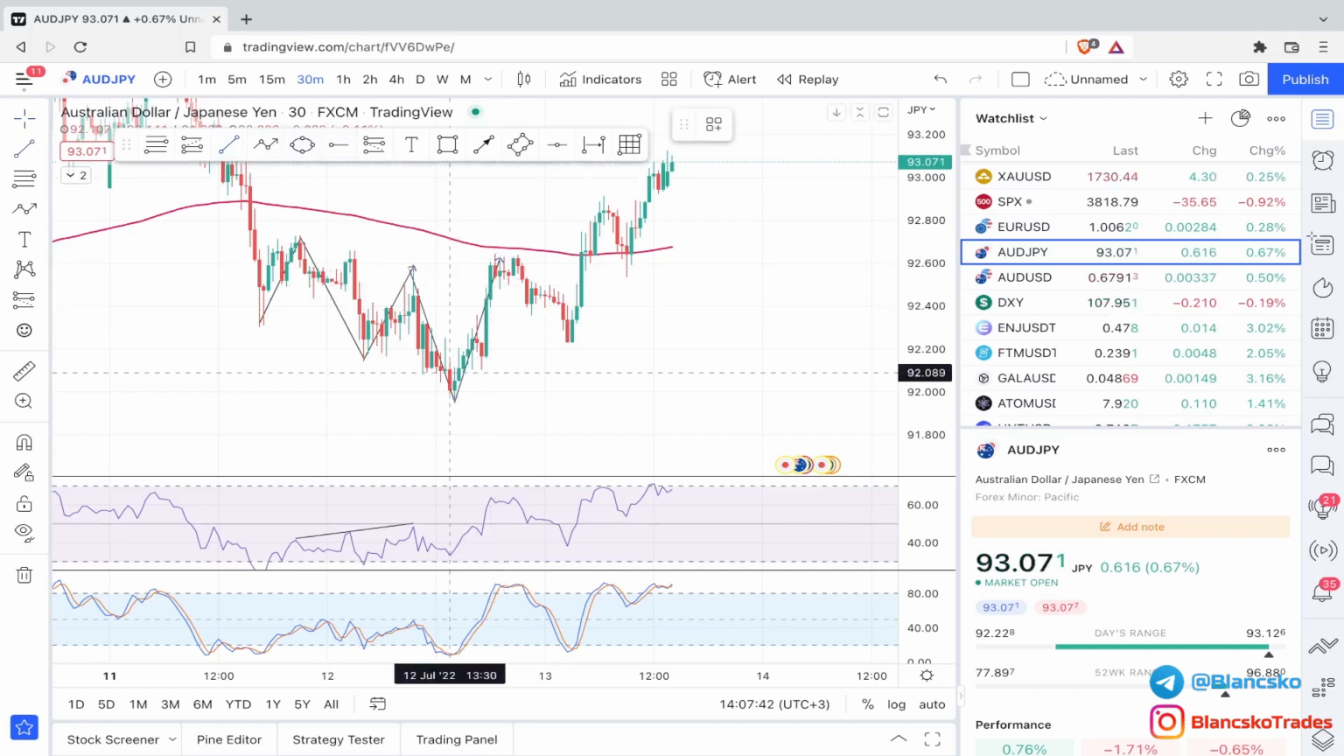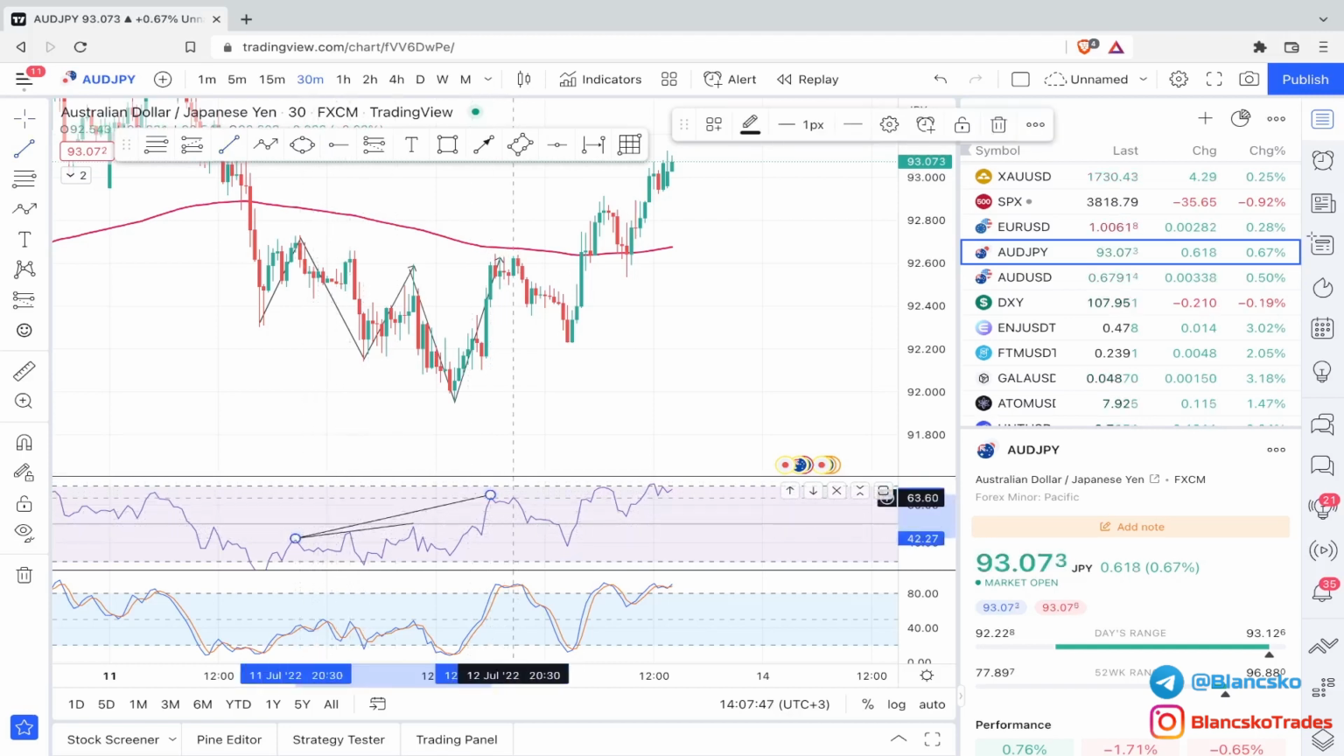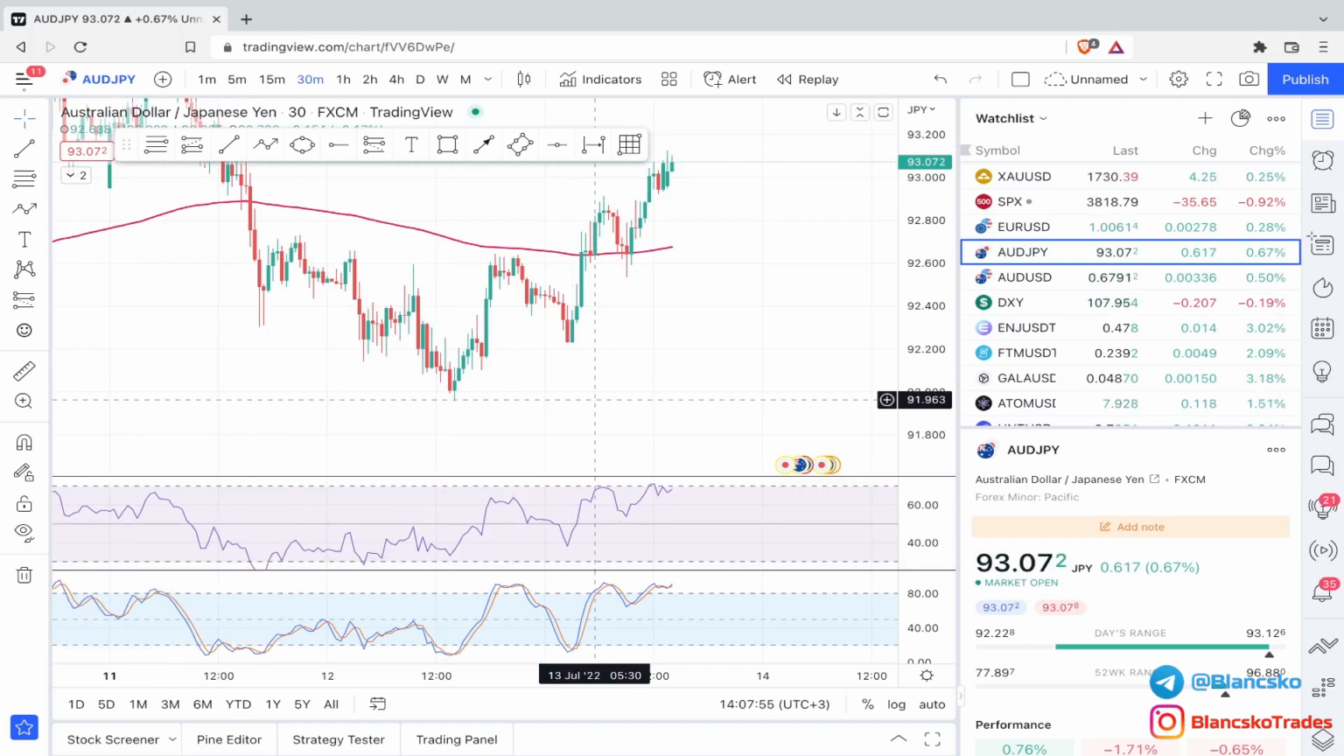On the RSI, from this to this one is higher, this one is lower, but in reality, this one is lower and this one is higher. So we have a very, very clear hidden bearish divergence. Then we look for what? We are underneath, so that's valid.